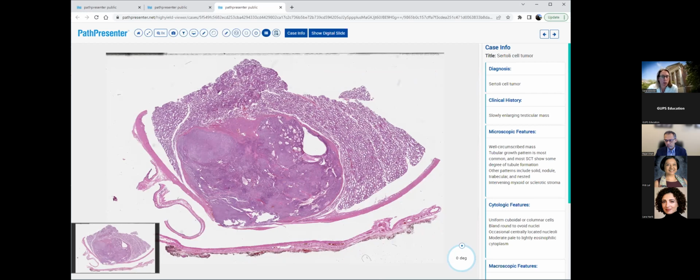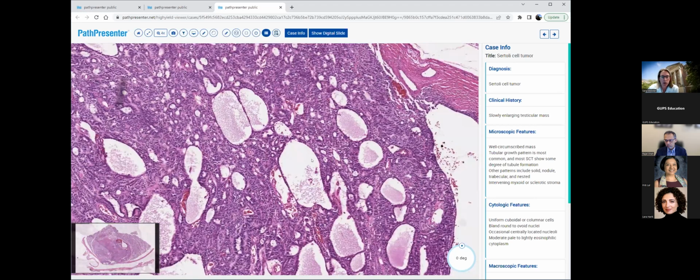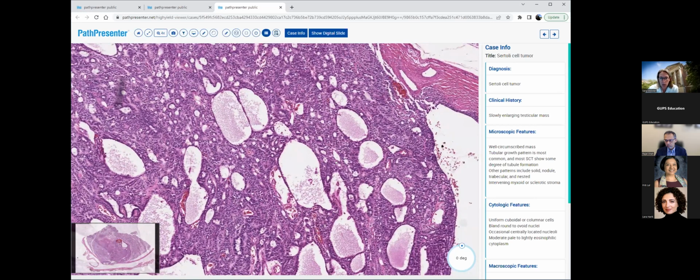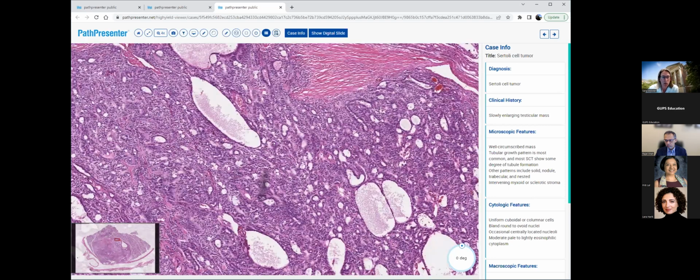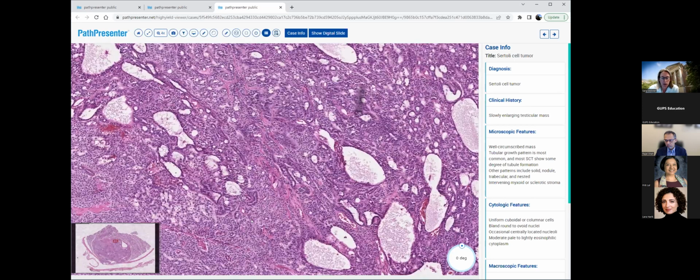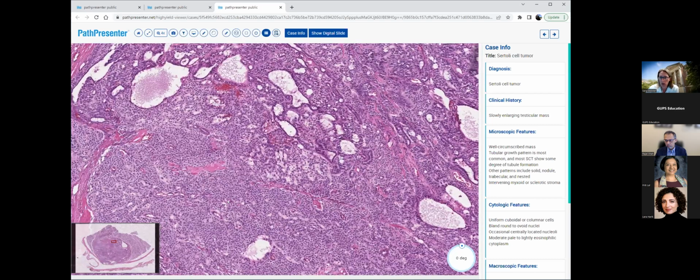Even at lower power, we're beginning to see what looks like some tubular growth here. In Sertoli cell tumors, generally, at least focally, you will be able to identify these nice tubules. Sometimes they collapse on themselves and look a little more solid, like a small nest. But at some point in your scanning through these tumors, you will be able to find some degree of tubular growth pattern, because that is just what these Sertoli cell tumors are meant to do.